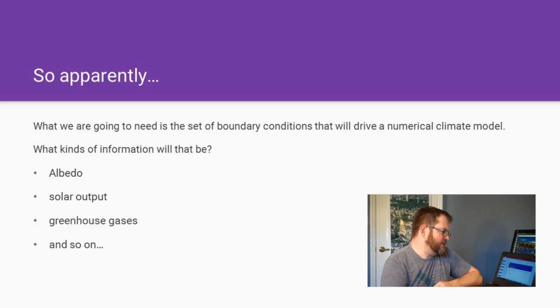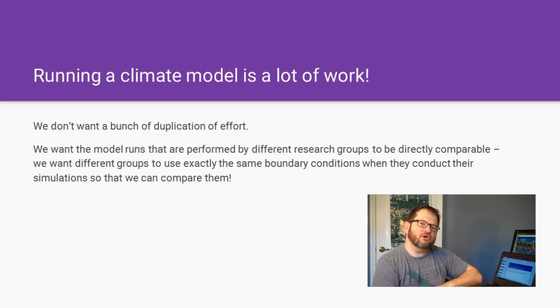We're going to need things like the solar output, we're going to need things like the concentration of greenhouse gases in the atmosphere, and so on. And as a consequence, what you're going to see here is we have a lot of stuff we're going to have to know in order to run that climate model. Now, as we discussed, running a climate model is an enormous amount of work, not only in terms of the expertise of the people who are running it, but just in terms of the enormous amount of computer time involved.